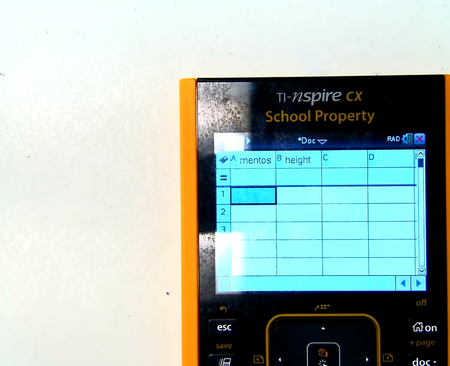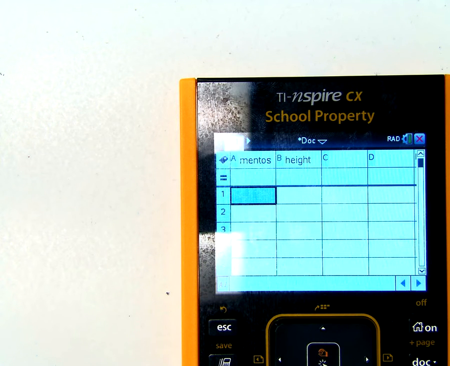So now what do we need? Yeah, we need some data, don't we? So let me tell you this. The data we're using today came from a physics class that was doing this experiment. They were put into groups, and different groups used different numbers of Mentos.